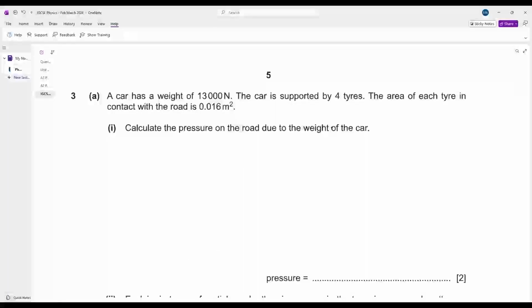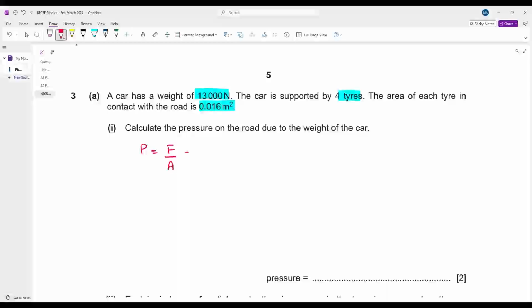हम्म. A car has a weight of this. ठीक है भाई, एक कार का वेट जो है वो 13,000 न्यूटन है. The car is supported by 4 tires. The area of each tire is this. Okay. Calculate the pressure on the road due to the weight of the car. How do we calculate pressure? Pressure is equal to force over area. Can you realize this force is on 4 tires? बेटा ये force तो 4 tires पे.